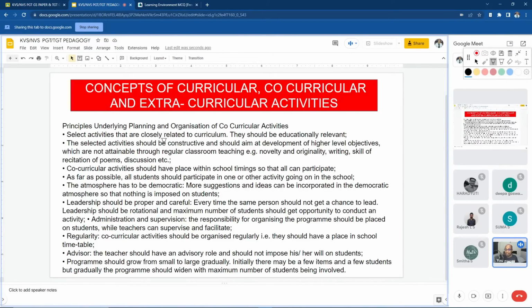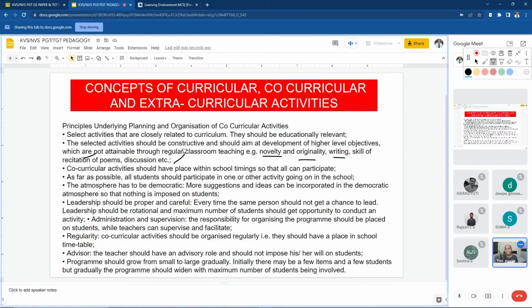The selected activity should be constructive and should aim at development of higher level objectives which are not attainable through regular classroom teaching. So co-curricular activities should act in addition to the regular activities to enhance the student's performance. Example, novelty and originality, writing, skill of recitation of poems and discussions. In Kendriya Vidyalaya, we have so many different clubs. Literary club is there, science club is there, mathematics club is there, health club is there, fitness club is there.